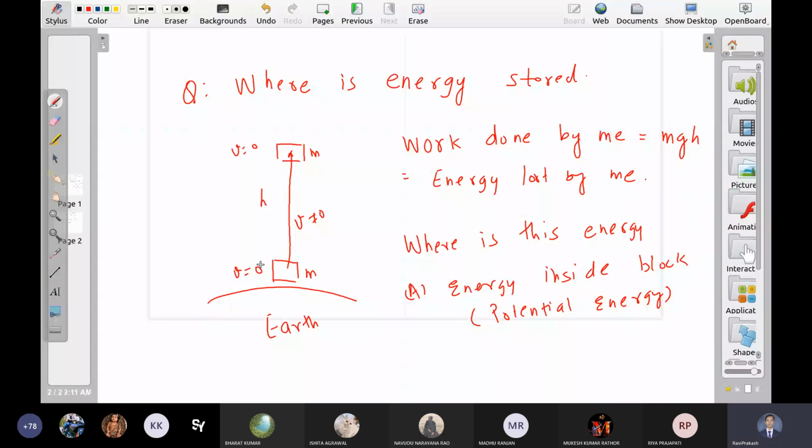So you can see this seems to be a reasonable answer, and obviously now this block is at some height h. It has a capability to do work. It can do some work, depending on how you use it. So obviously this block seems to have this energy, and if we calculate the potential energy, it is the same as mgh. So the answer seems correct from common sense as well as from the calculations. Let me again do the same problem.